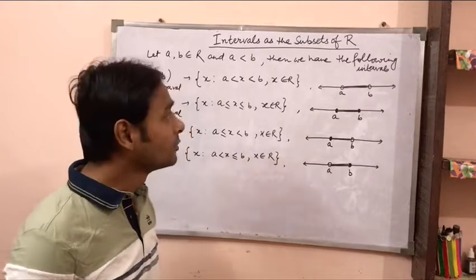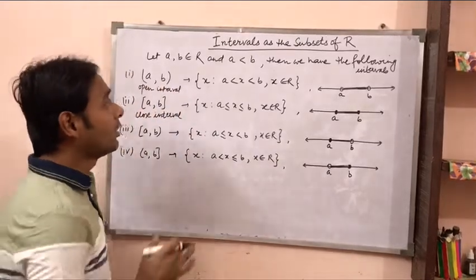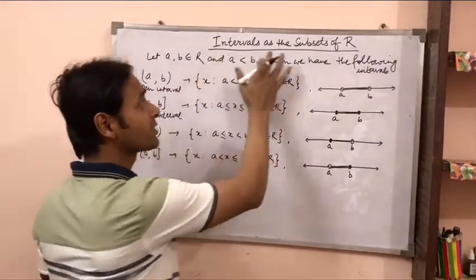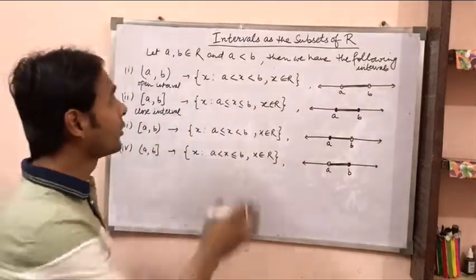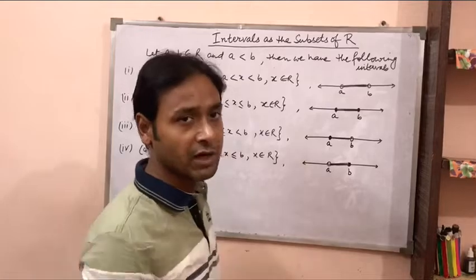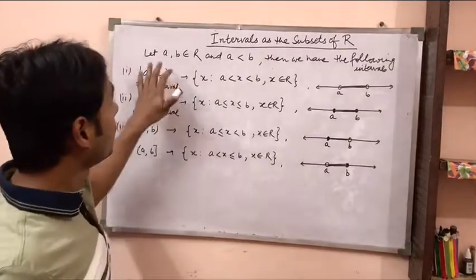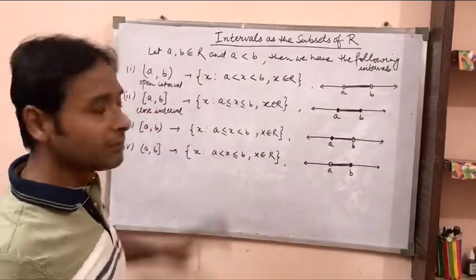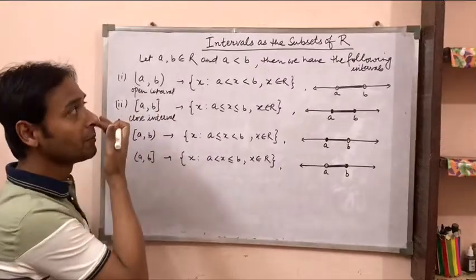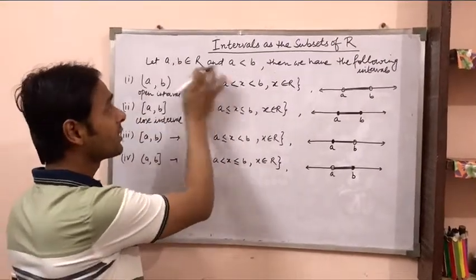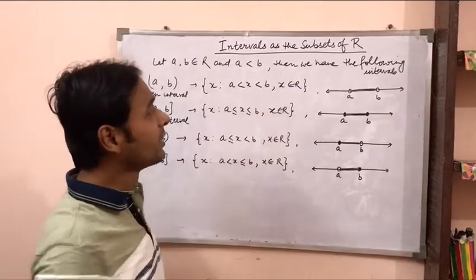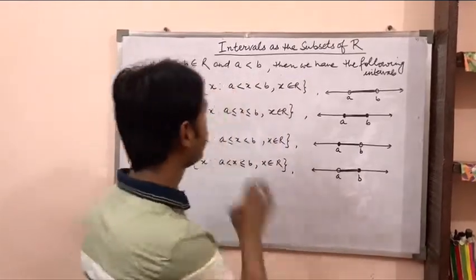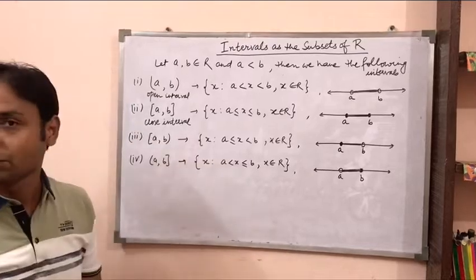Today is lecture 4. So first of all, we are discussing intervals as the subsets of R. In the last class we did subsets. So now we are doing intervals as the subsets of R. Let A and B be two real numbers in which A is less than B. Then we have the following intervals. One by one we will discuss all the intervals.